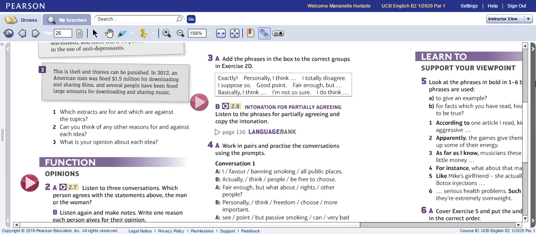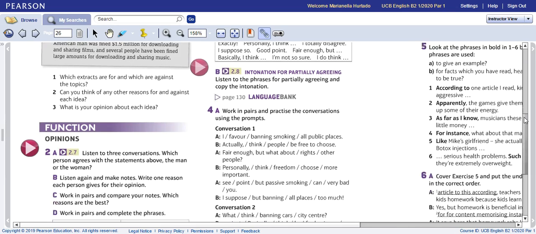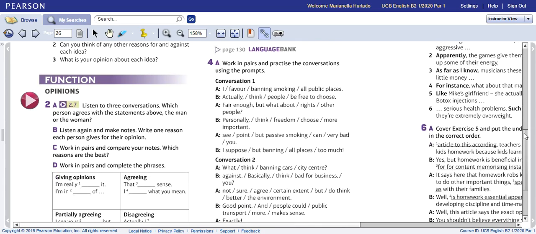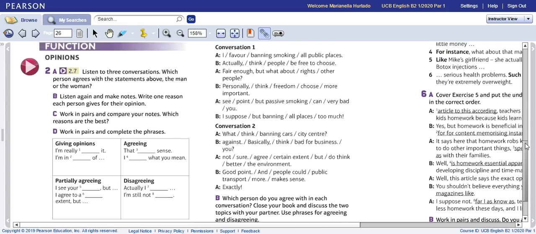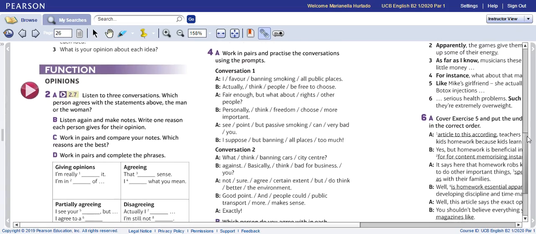Now let's take a look at number 4. Number 4 says, work in pairs and practice the conversations using the prompts. Conversation 1. I favor banning smoking in all public places. Of course, what you need to do here first is complete the sentences to make this a complete sentence, and then practice the conversation. We're going to go ahead and spend a little bit more time on this in class tomorrow.